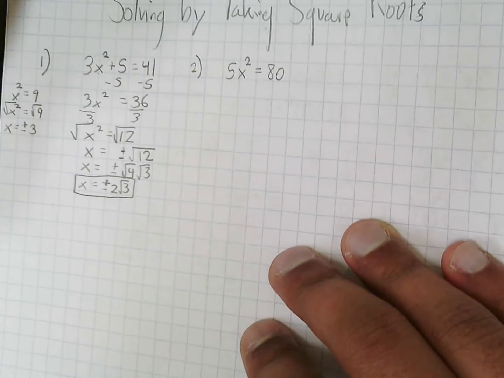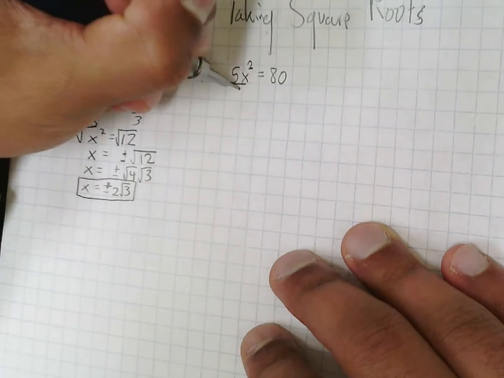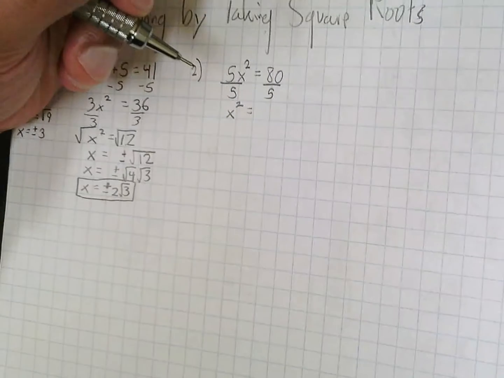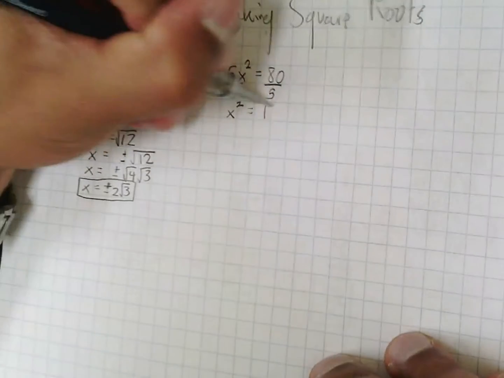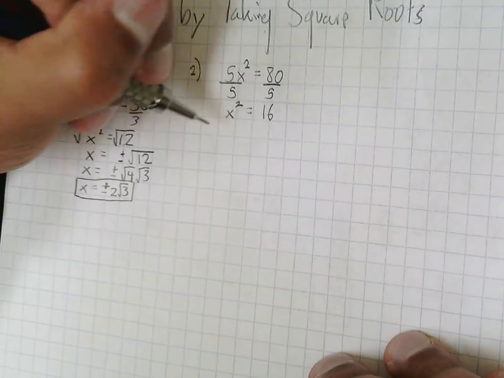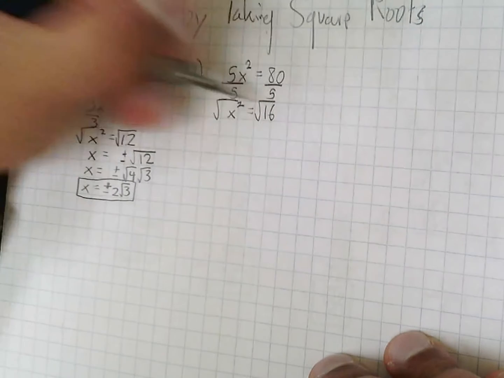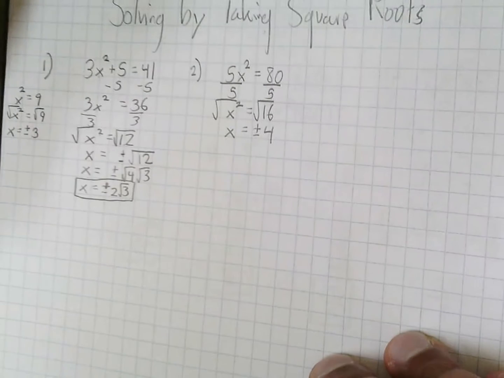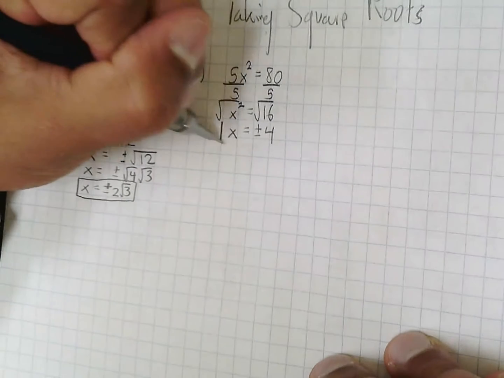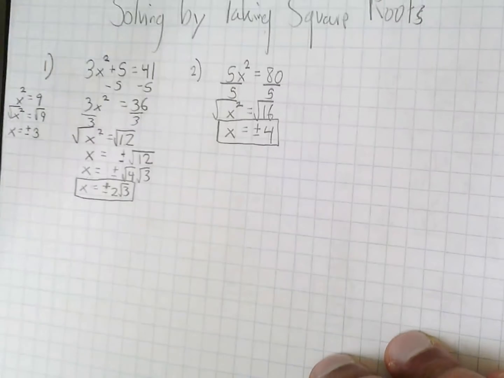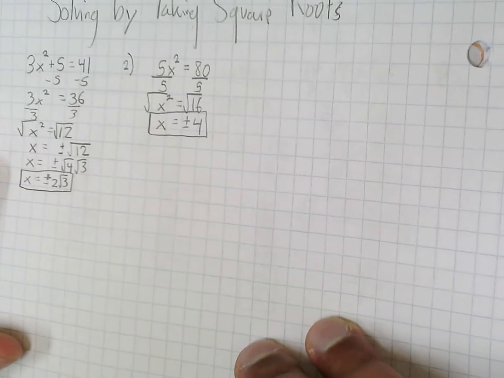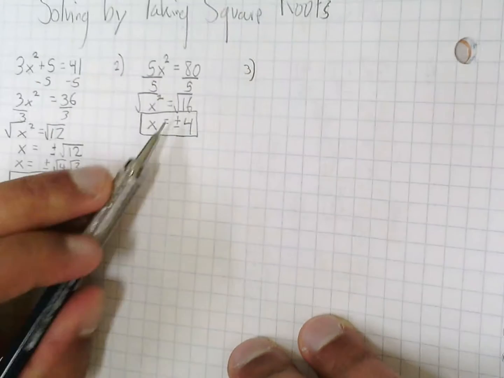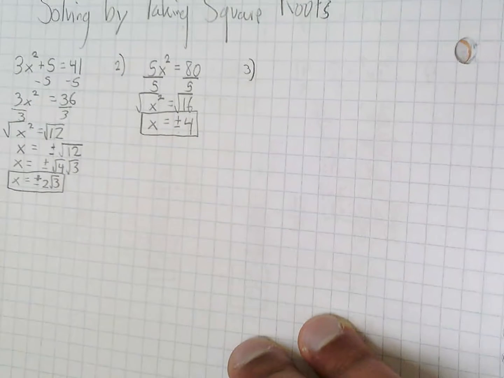5x squared equals 80. So I need to get x squared by itself, so I'm going to divide by 5. 80 divided by 5 is 16. I take the square root of both sides, so I get x equals plus or minus 4. So that was nice. The square root of 16 is a nice whole number, 4. So two answers, positive 4 and negative 4.